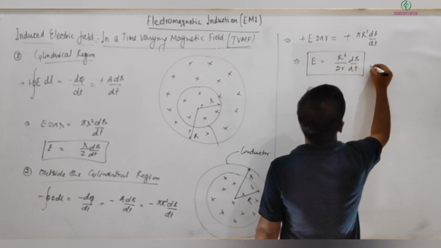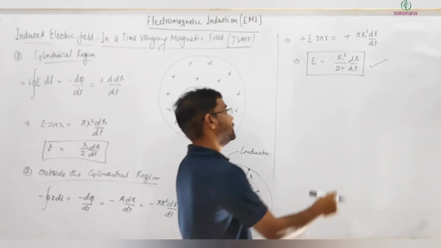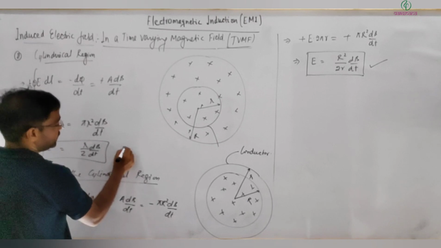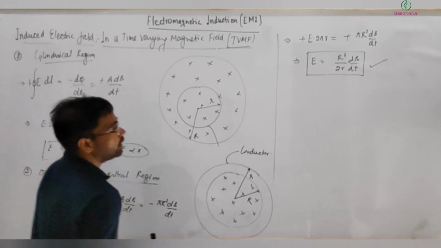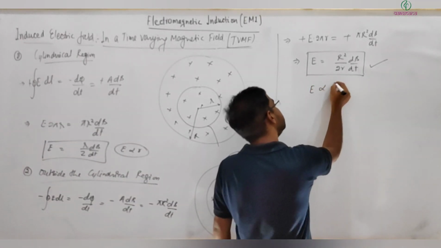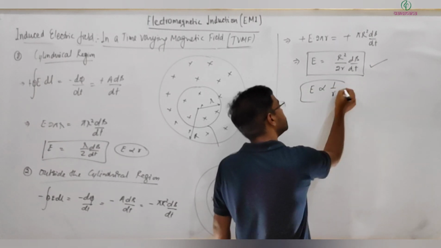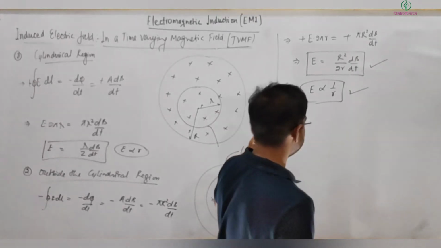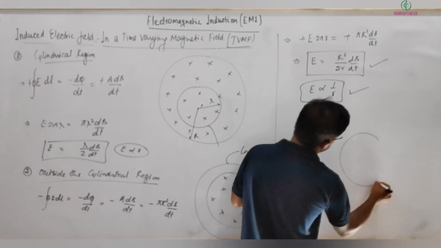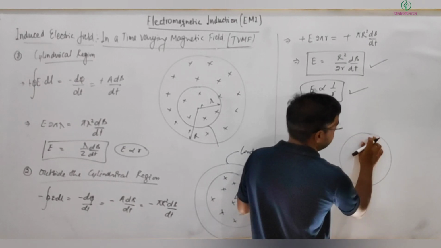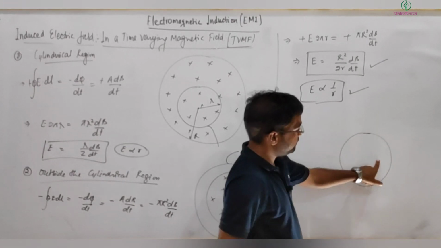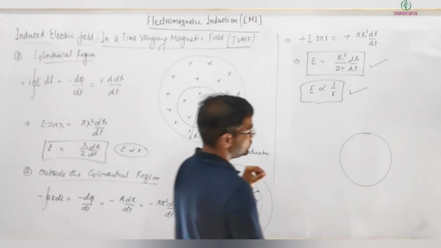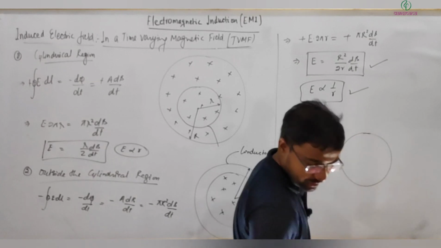So here you can see the expression for E is coming out to be different. Inside the region, E is directly proportional to r; outside the region, the electric field E is inversely proportional to r. So if I draw this region as the region of magnetic field, then inside, as you go away from the center, your electric field strength will keep on increasing. So electric field lines will be like this.